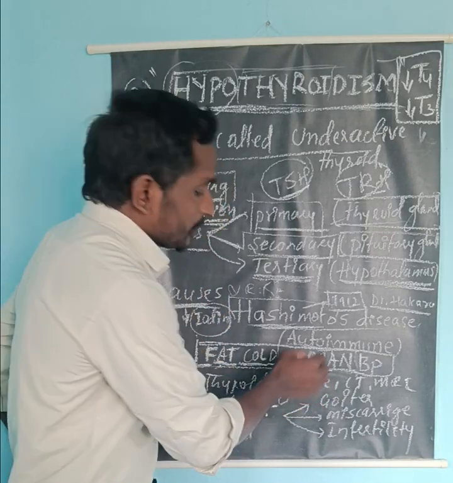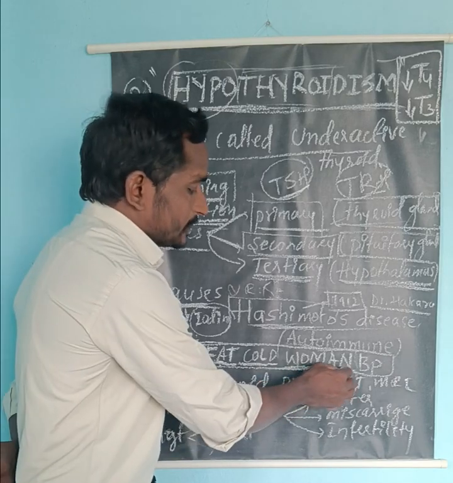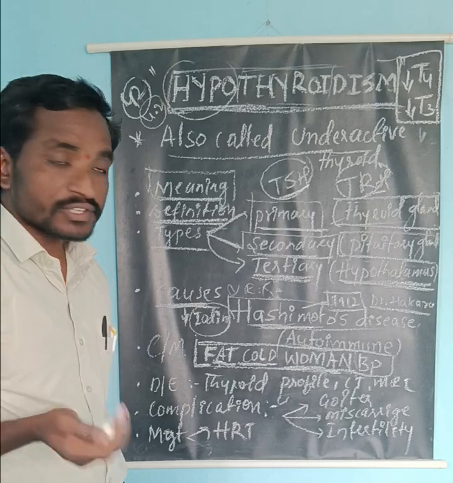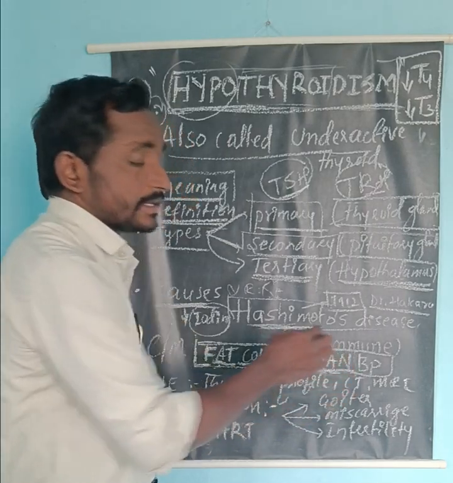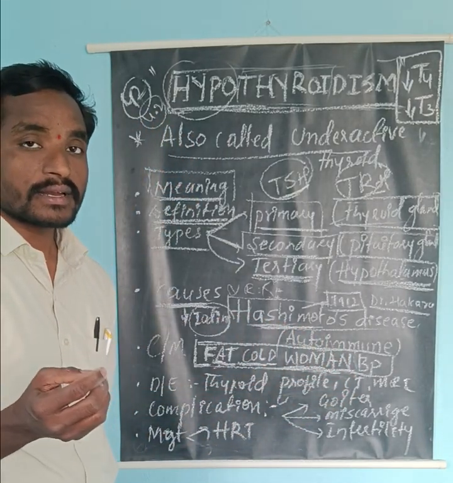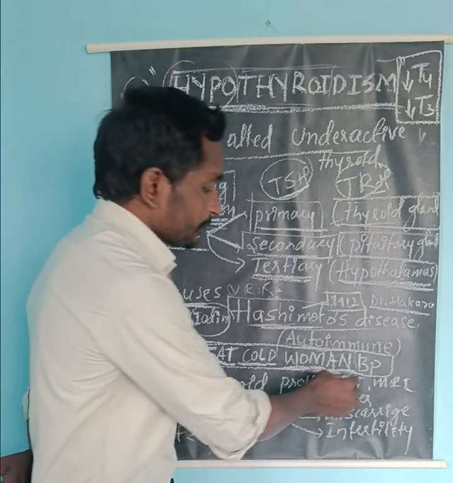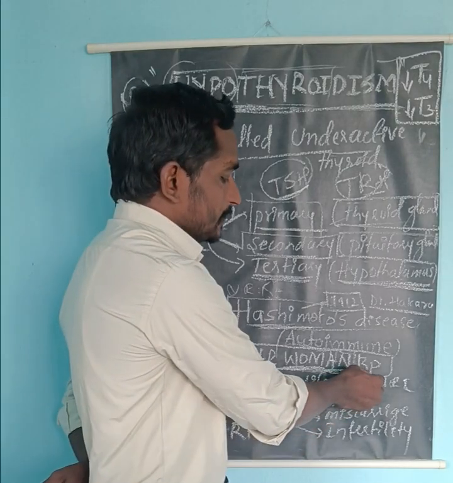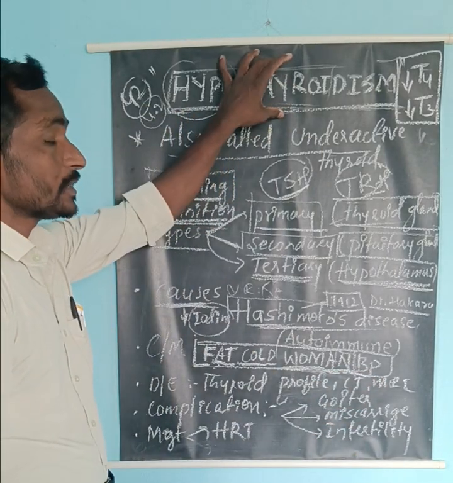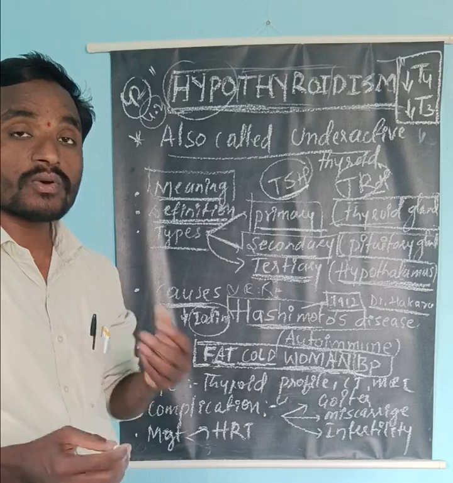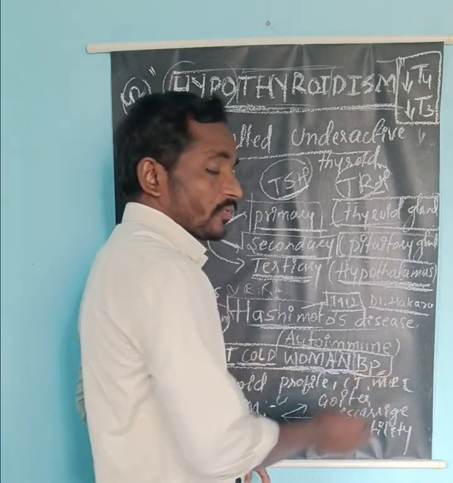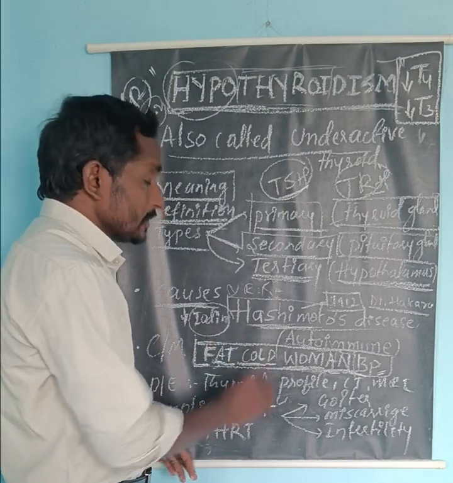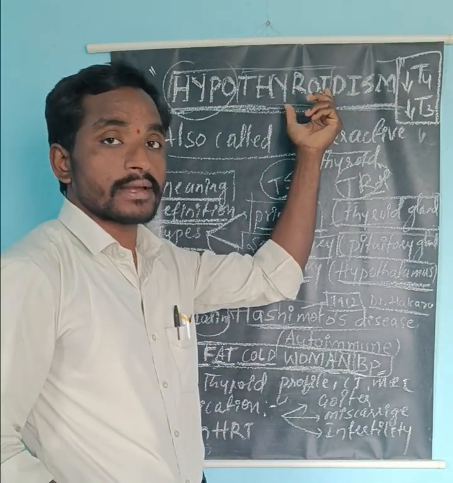M is menstrual problems. A is anemia, that is reduced hemoglobin level. N is nails that are brittle or easy to break, or nausea and vomiting. B is bradycardia, a low heart rate, as well as puffiness of face. These are the different clinical manifestations seen in persons suffering from hypothyroidism.